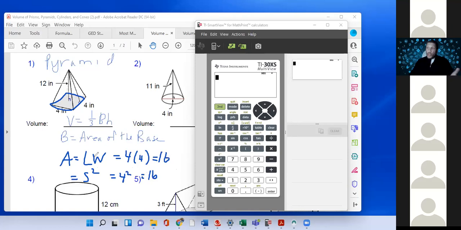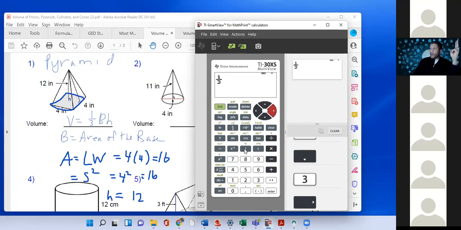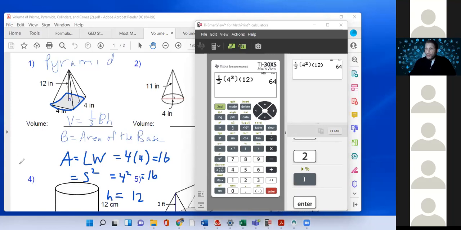So we know the area of the base, which is 16. Do we know the height? Yes, it's 12. Now, all I want you to do is identify the shape, identify the formula, identify what's given, and plug them in. Watch this. 1/3 times the area of the base, which is 4 squared, times the height, which is 12. The volume is 64 inches squared.